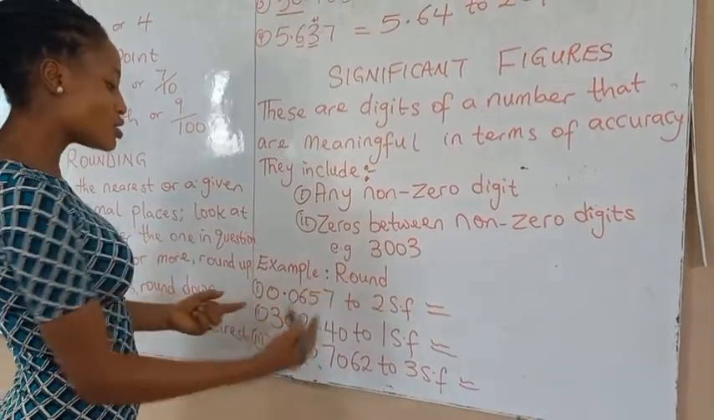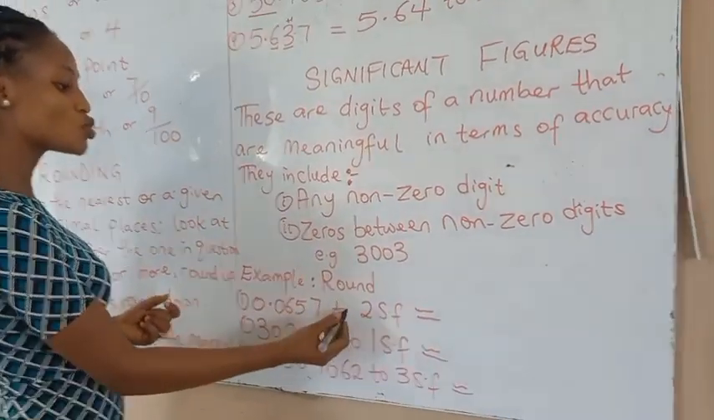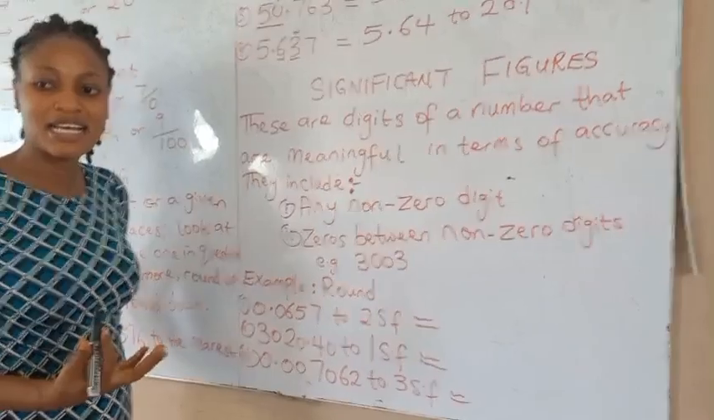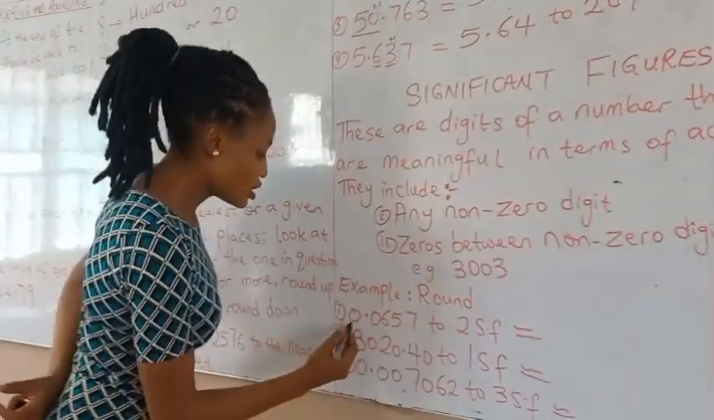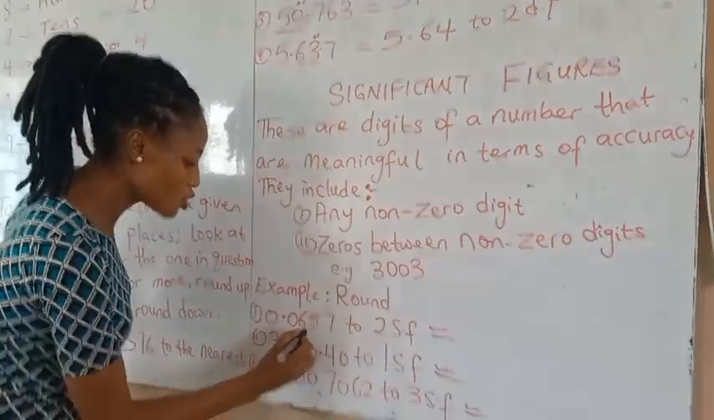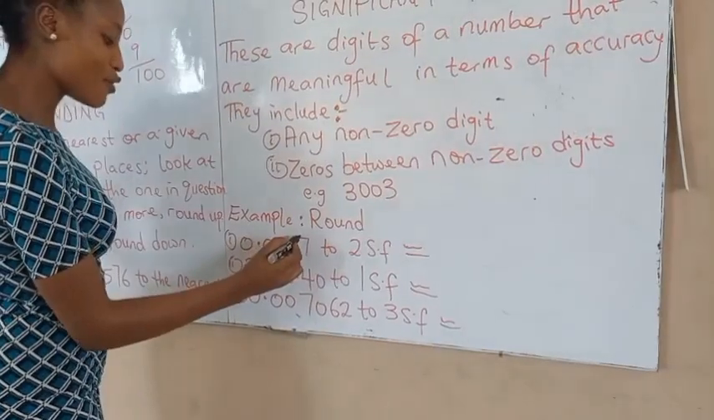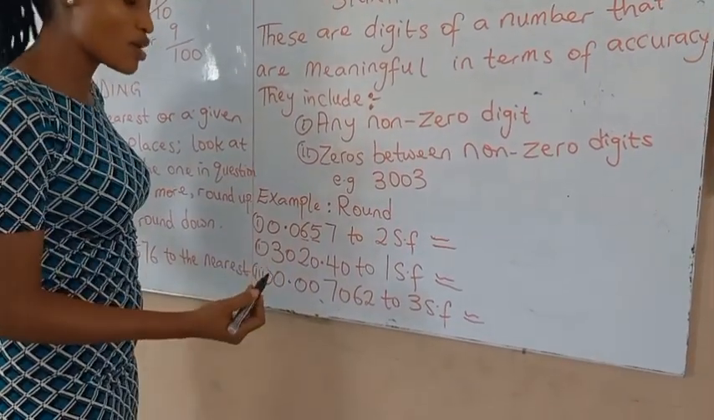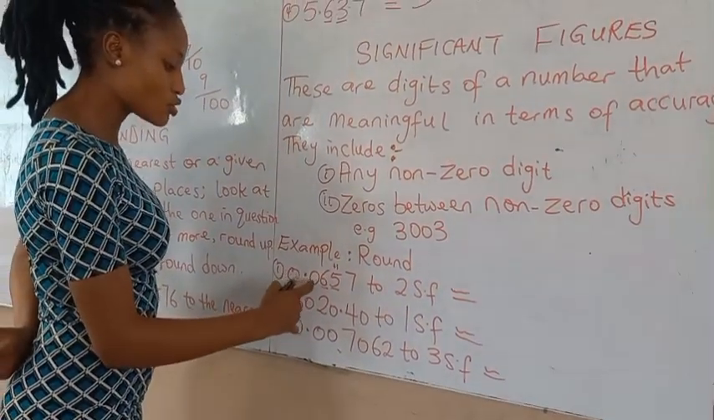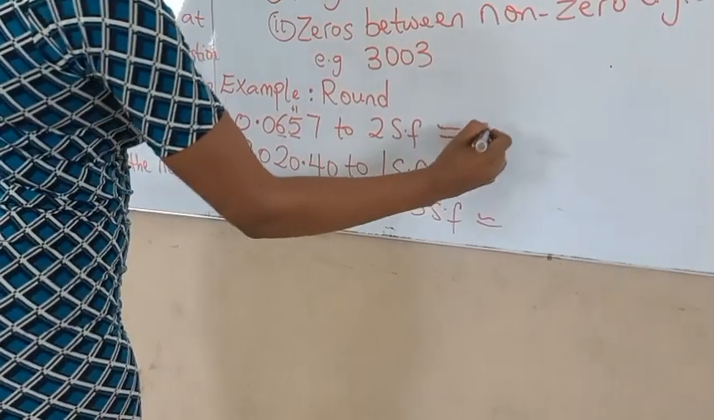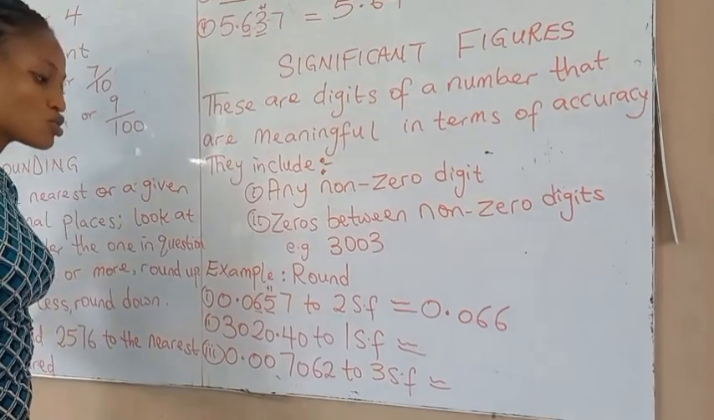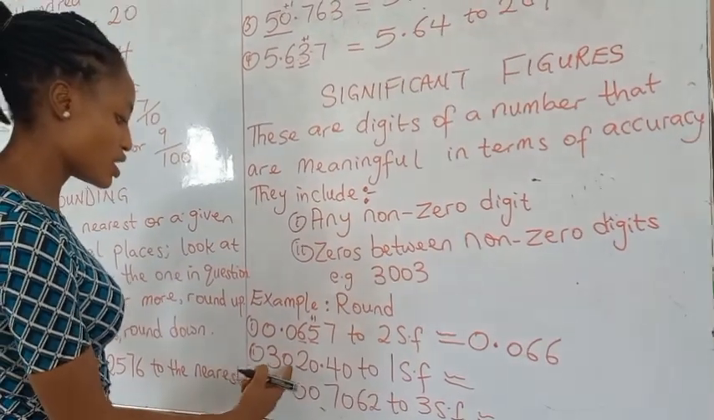Example, you have to round 0.0657 to 2 significant figures. 2 significant figures means 2 numbers that are not 0. At the beginning you have 0, it is not significant. So we start from this. 1, 2. The number that follows after 5 is 7. Can you round it up? Yes, that is plus 1. 0.065 plus 1 becomes 0.066. That is the 2 significant figures. Let's go ahead to the next question.